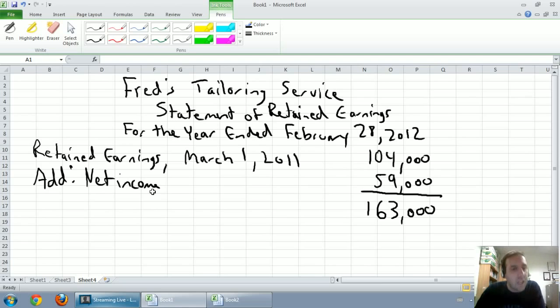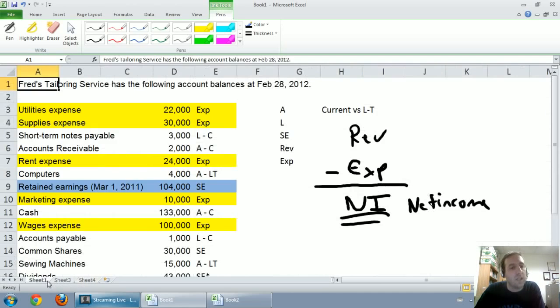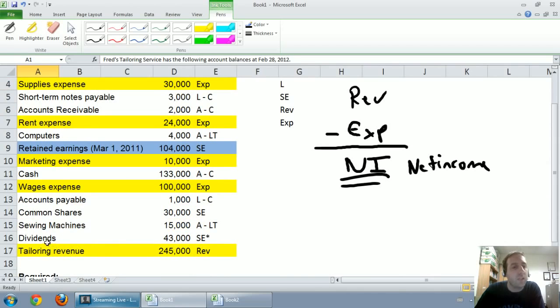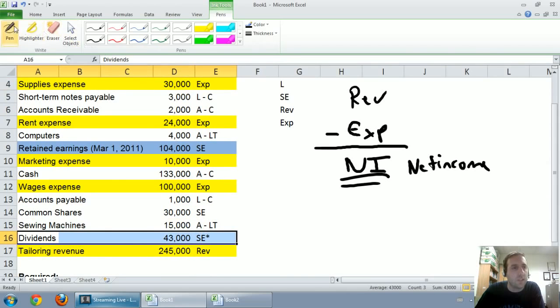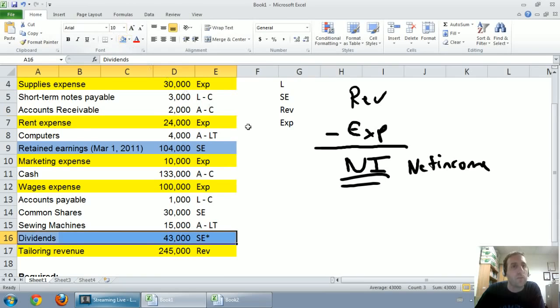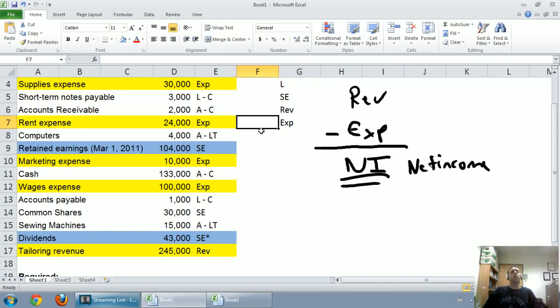But there's something that will negatively impact our retained earnings, and that is if the shareholders take a dividend. And we did indeed take a dividend. You can see it down here. I'm going to highlight it in blue. A dividend is when a shareholder decides that they want to take money out of the company. They're entitled to it. They're the shareholders. It's their company. They're allowed to take money out if they wish.